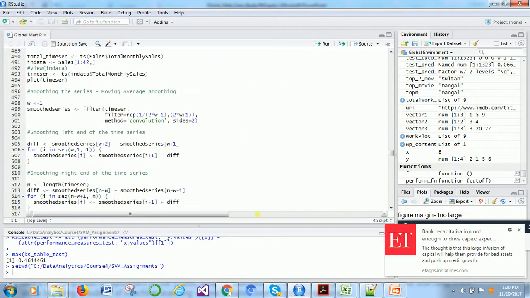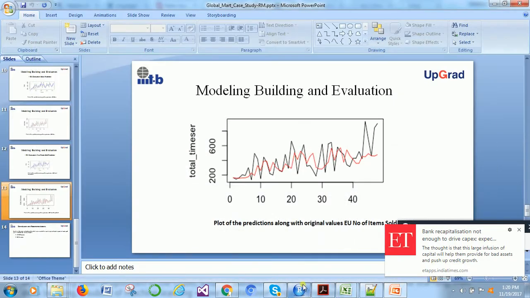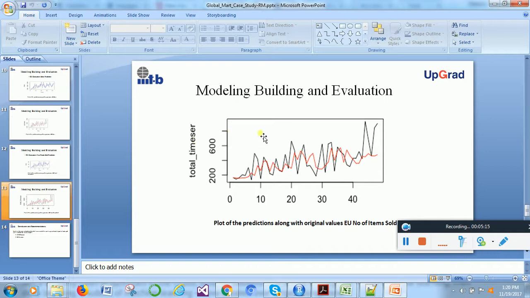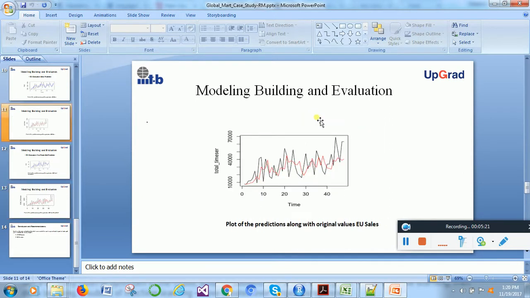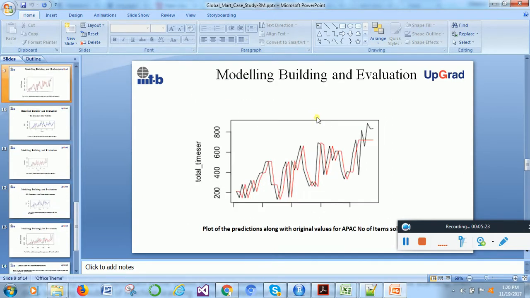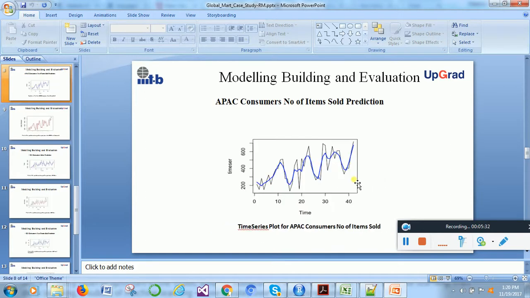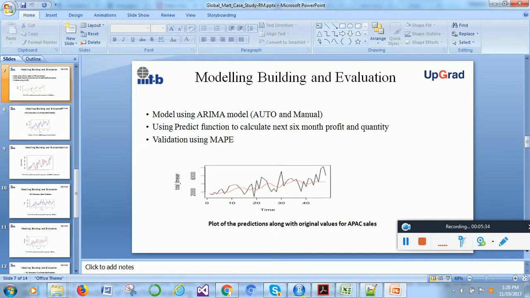Depending on the trend we get, we feel they will have to maintain an inventory of somewhere around 500 to 600 for EU, and for APAC they have to maintain somewhere around 600 to 800 monthly quantity. Sales also will be very good according to the data.